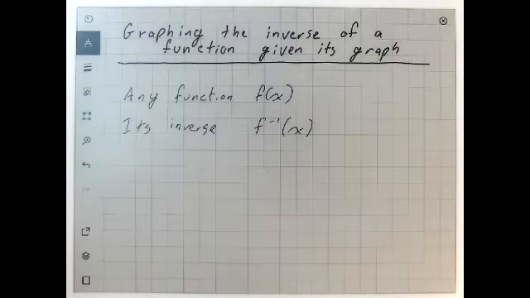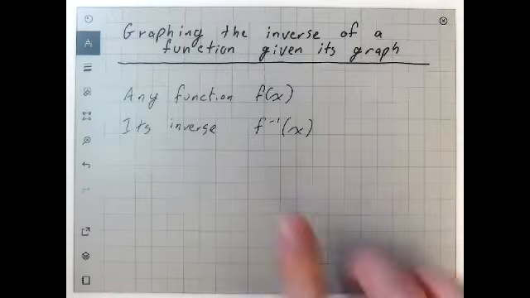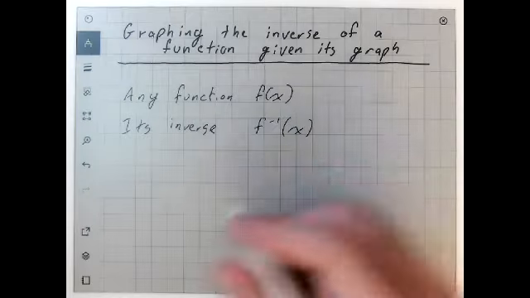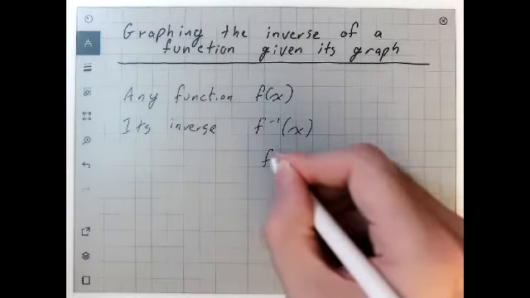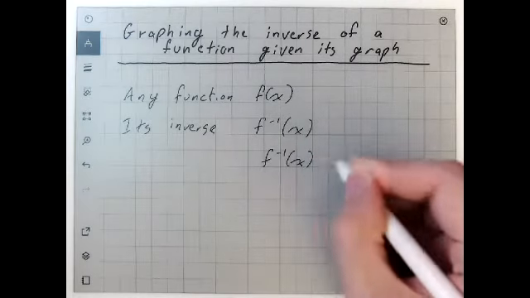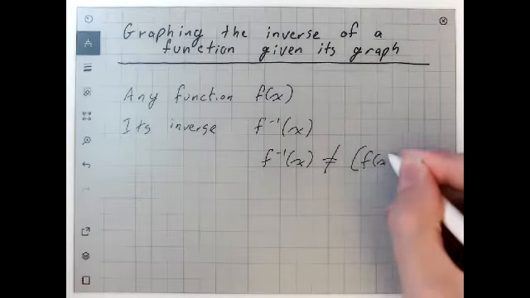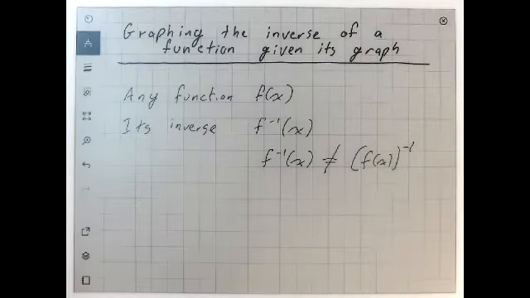Pay attention here, this superscript of -1 is not an exponent. We read this as f inverse of x. It's very different from f of x raised to the -1 power. All right, so we have a function, we have its inverse.